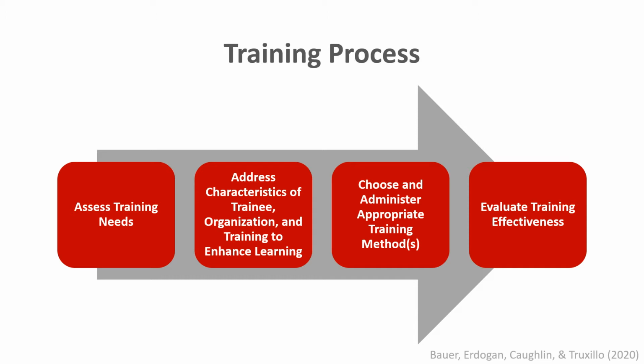First, we begin with assessing training needs as part of a training needs assessment. And then we focus on how we can enhance learning within the training context and the learning environment. And to do so, we address the characteristics of the trainee and the organizational context and how they interact with the training itself. And then next, we move on to choose and administer an appropriate training method or multiple types of training methods, such as lecture or simulation, or whatever might be appropriate for training the KSAOs, the knowledge, skills, abilities, and other characteristics, competencies, and or behaviors that the training program is intending to teach people.